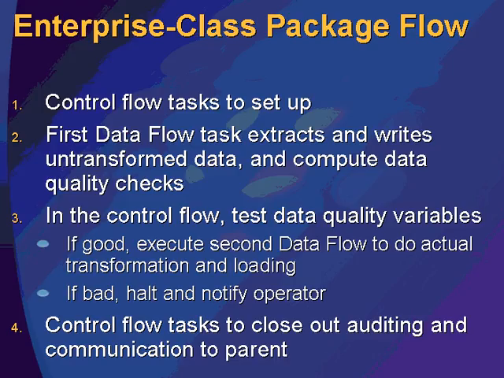There'll be some control flow tasks at the beginning that set some things up. In my simple examples, all my setup control flow tasks do are truncate tables and set up my audit dimension information. Then you'll have a data flow task that extracts and writes untransformed data and computes your data quality checks. So we already took a quick look at that one. We're pulling data out of the source system, and before we've transformed it, we want to write a copy down to a file or to a table. And as we're doing that, we want to compute data quality checks.